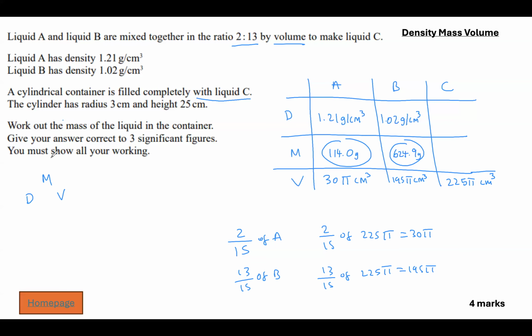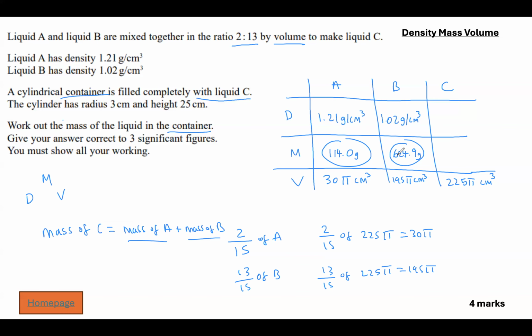Okay, so it says work out the mass of the liquid in the container. Well, the mass here is going to be the mass of the liquid in the container. So we're talking about the mass of C here. So mass of C is going to be mass of A plus mass of B. So all we need to do here is add these two together.